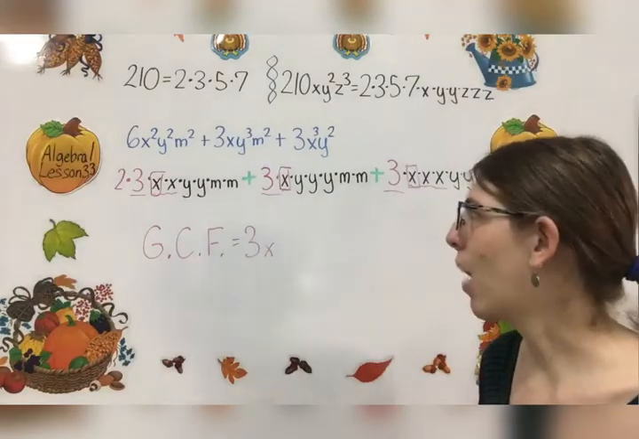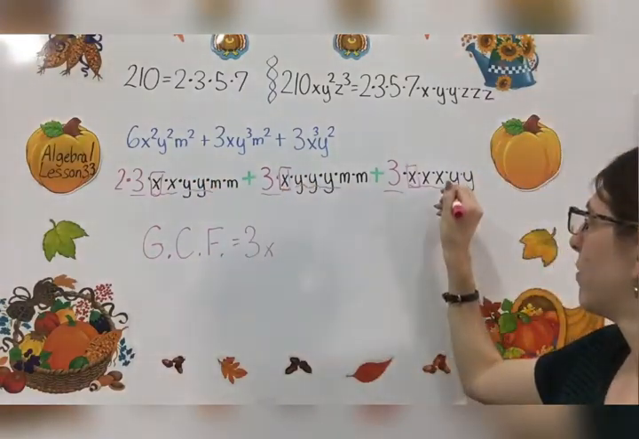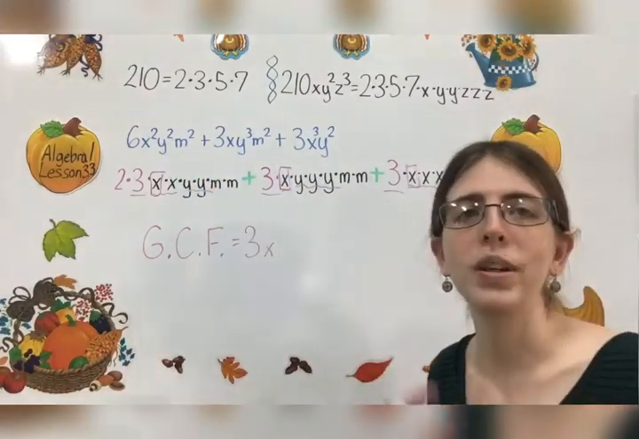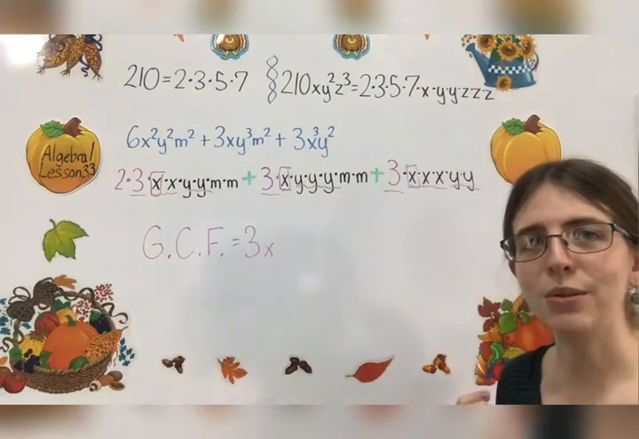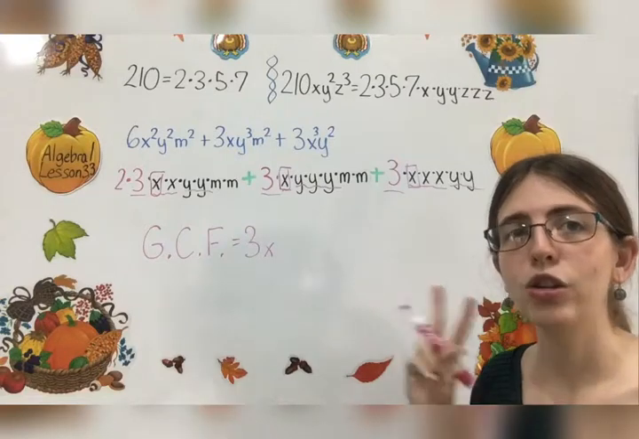Okay, how about the y's? I have 2 y's here, 3 y's here, and 2 y's here. What's the greatest number of times it's used in all 3 terms? Twice.